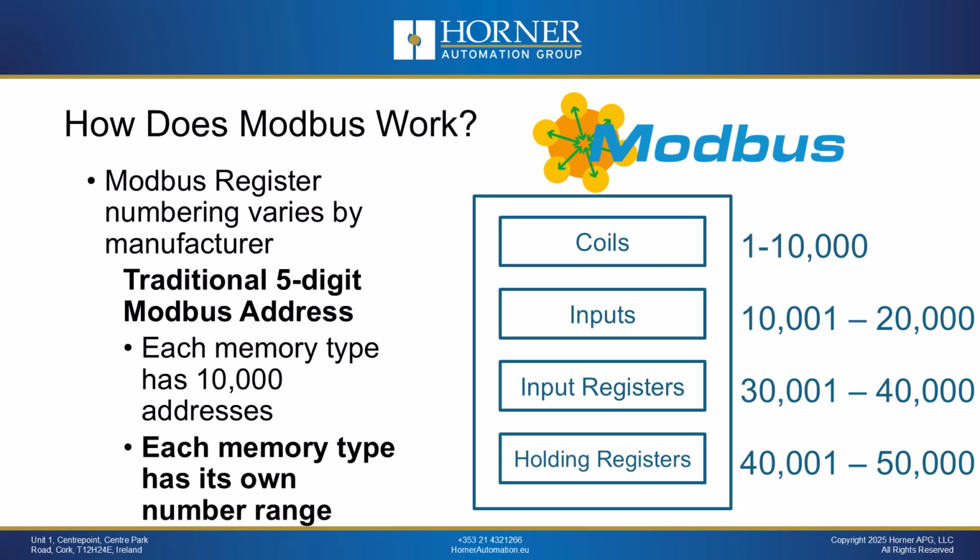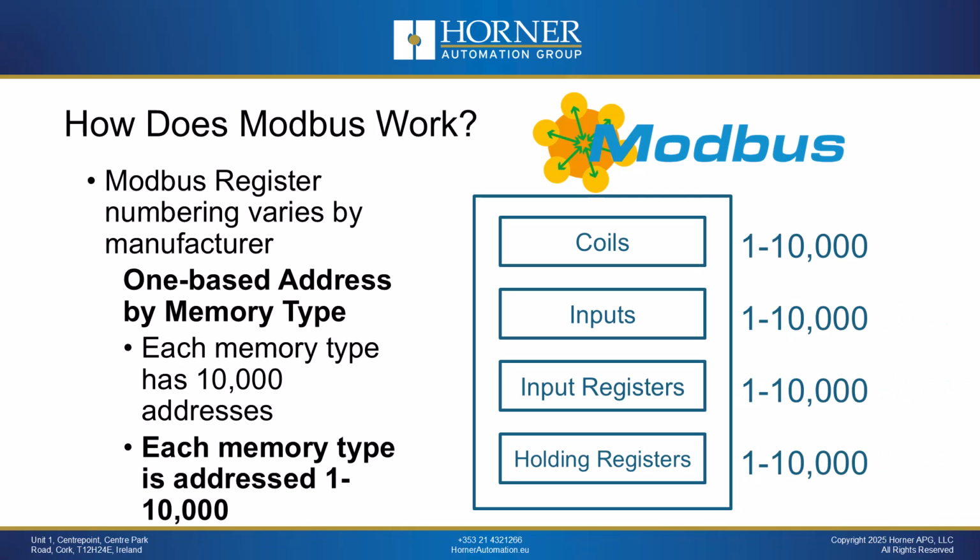Modbus is traditionally mapped with 5-digit addresses. As you can see, in each of the 4 different types of registers, there are 10,000 entries. So we have 10,000 coils starting at entry 1, 10,000 input bits starting at 10,001, 10,000 input registers starting at 30,001, and 10,000 holding registers starting at 40,001. So this is the traditional type of Modbus numbering system, where each memory type has its own unique numbering range.